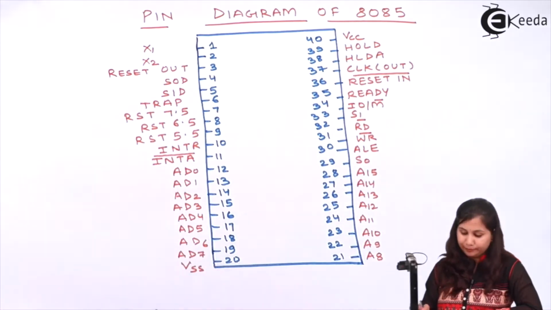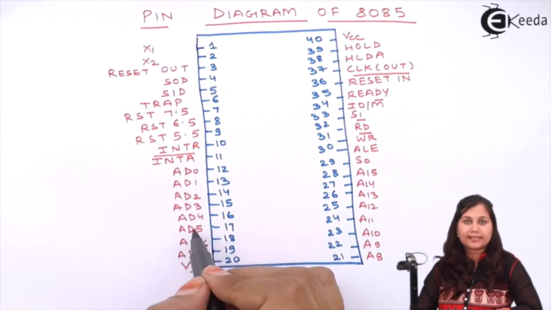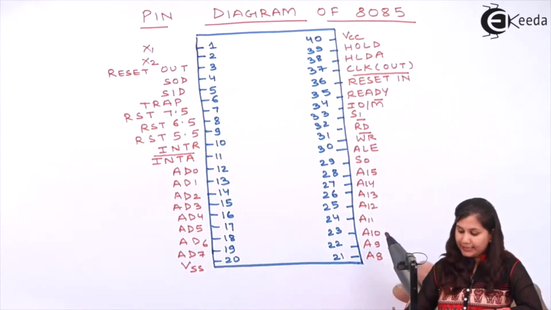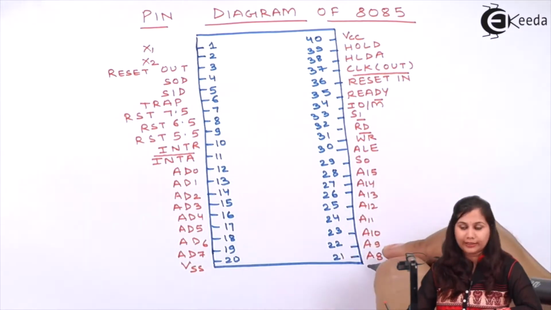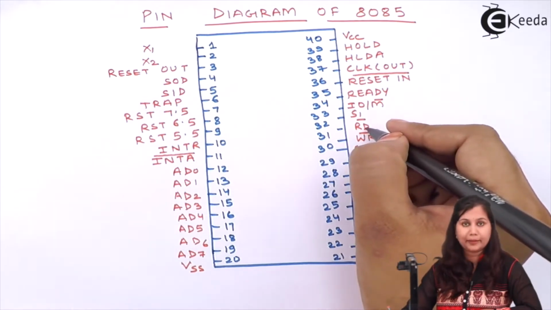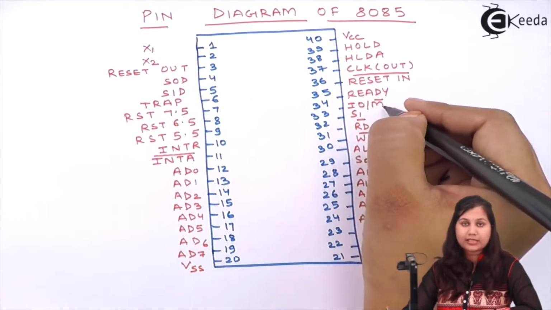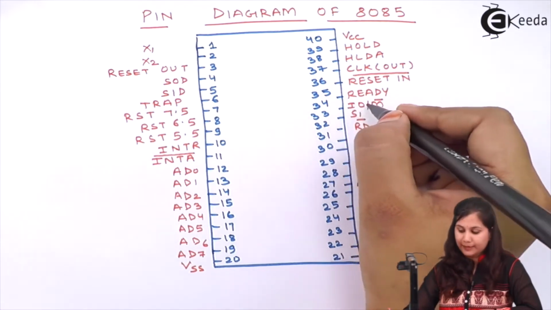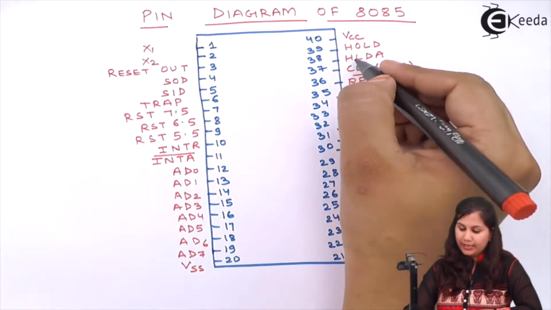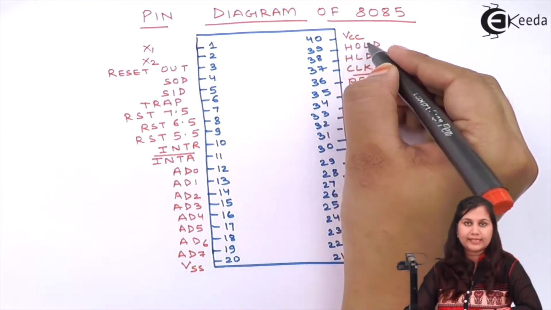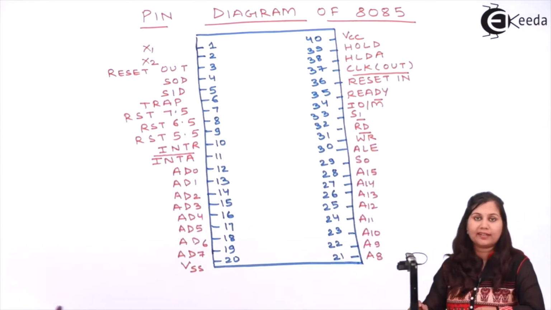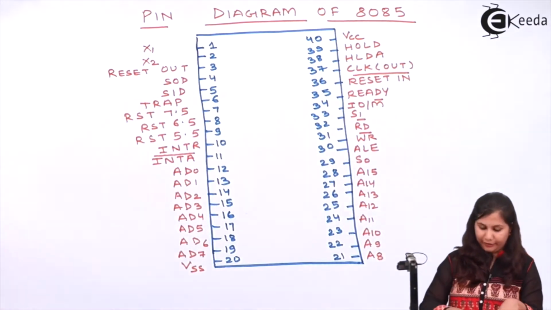AD6, AD7. These are the address and the data buses multiplexed with each other. Then we have A8, A9 till A15, the higher order address bus, S0, ALE, WR bar, RD bar, S1, IO and M bar, that is input, output and memory operation, ready, reset in, clock out, HLDA, hold and VCC. So these are the 40 pins representing various signals of the 8085.